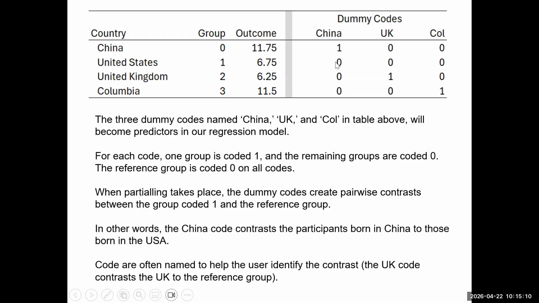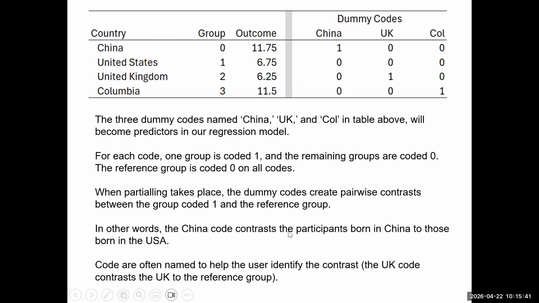And then the reference group, the USA in this case, is going to have a 0 across all three dummy codes. Okay. Now, when we put these three predictors, China, UK, and Columbia, in the regression model and partialing takes place, the dummy codes create pairwise comparisons between the group in question and the reference group. Okay. So the China code will contrast participants born in China to those born in the USA.